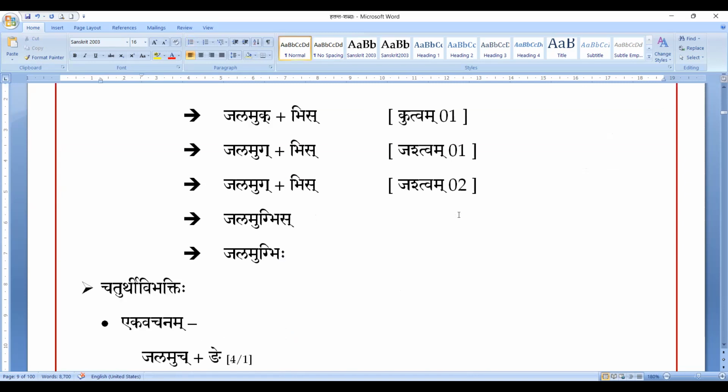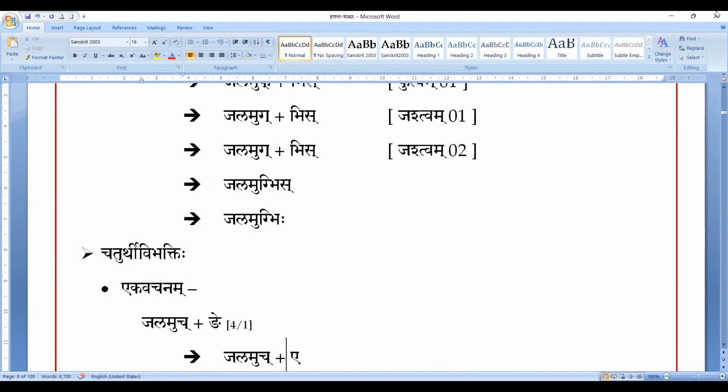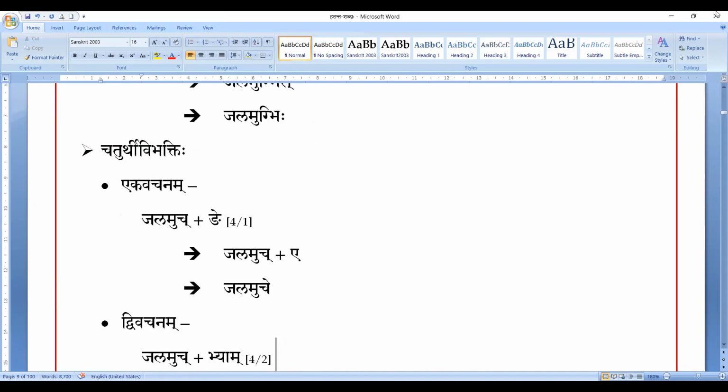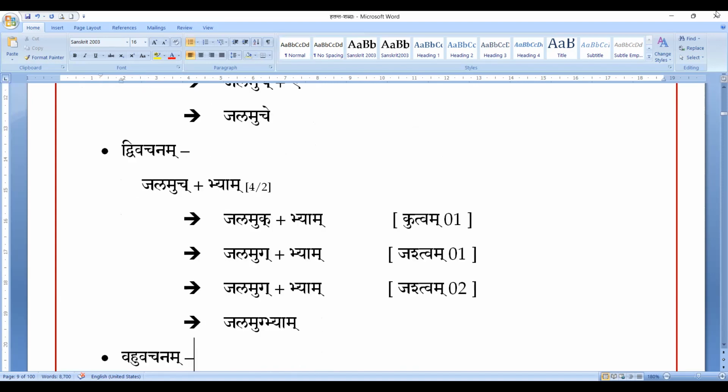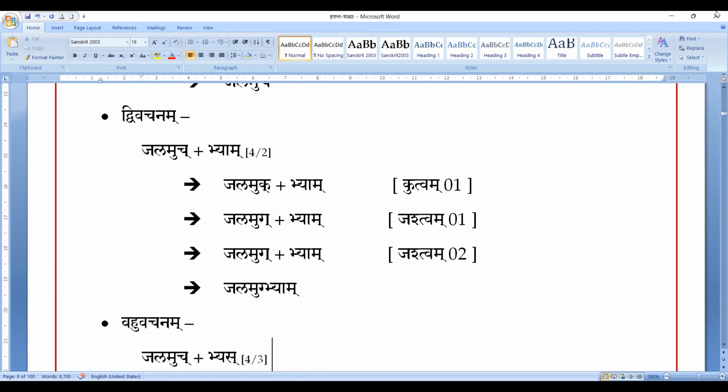Then Chaturthi Ekavachanam. Jalamuch plus Nye. What is the content of Nye? E. So what will happen? Jalamuch plus E, Jalamuche. Simple addition. Nothing happens. Jalamuch plus Bhyam. Same as 3-2. Jalamugbhyam. Jalamuch plus Bhyas.